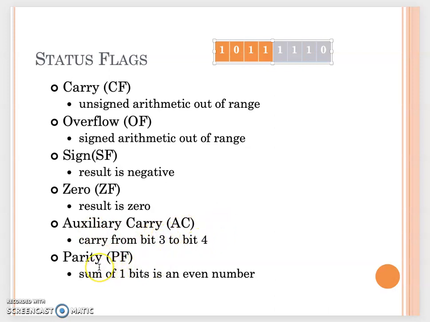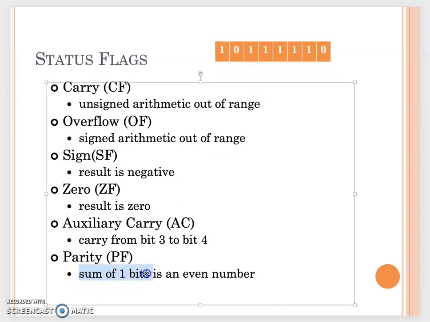The last one is the parity flag. The parity flag means that the sum of the one bits, be careful, it's the sum of the one bits, is an even number, so the parity flag will be set. For example, you can see here in this 8-bit value we have six 1s. So the sum of the one bits is 6, which is an even number, so the parity flag will be set. That's the status flags. Remember, after each instruction, all the status flags will be updated. Sometimes their values change, sometimes they don't.